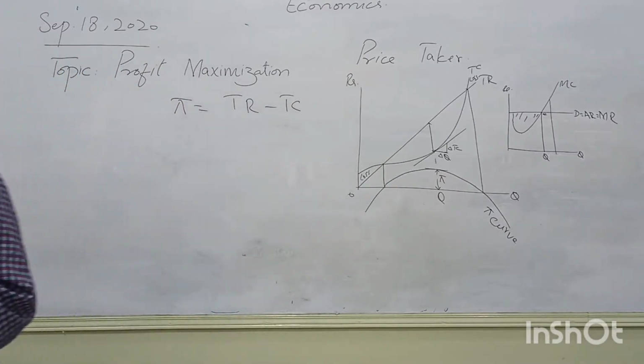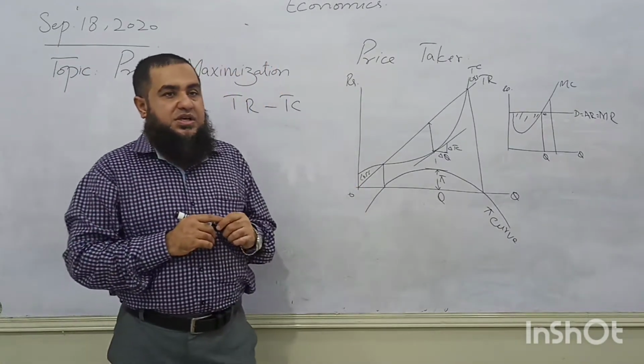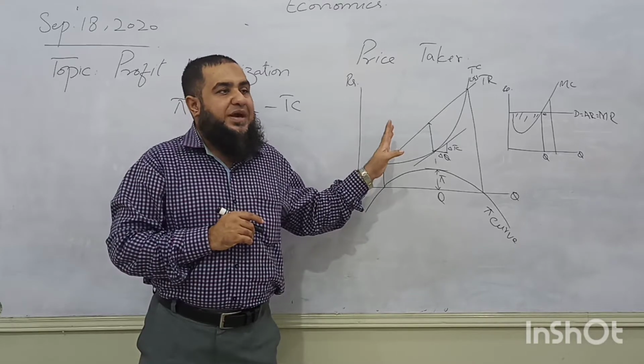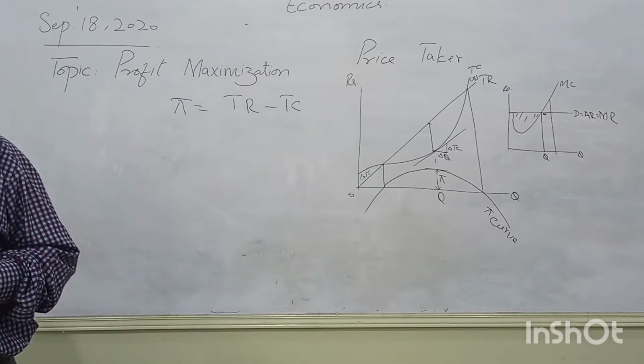Where the slope of the profit curve is 0, or marginal revenue and marginal cost are equated with each other. So this is a firm which is a price taker. Which firm is it? A price taker firm.